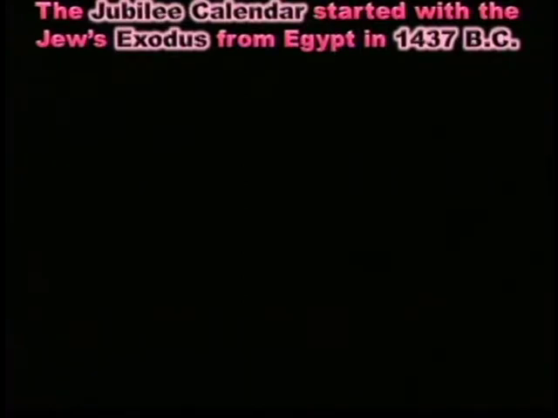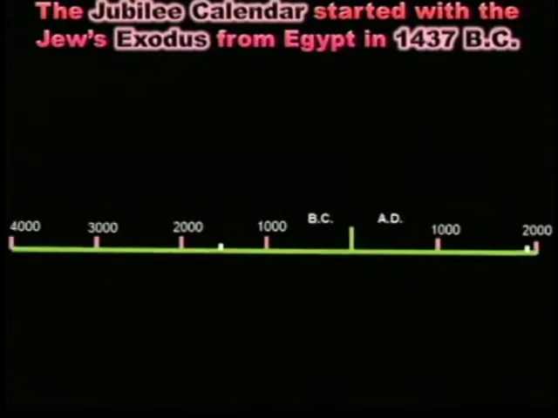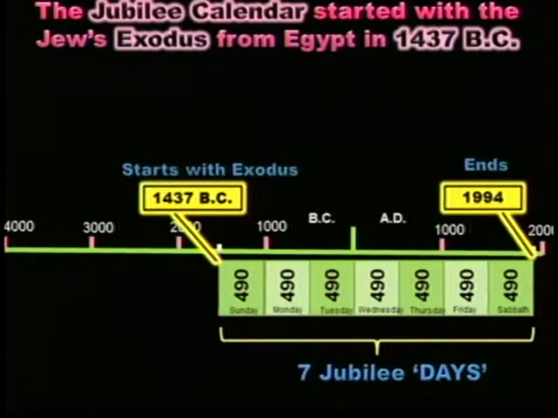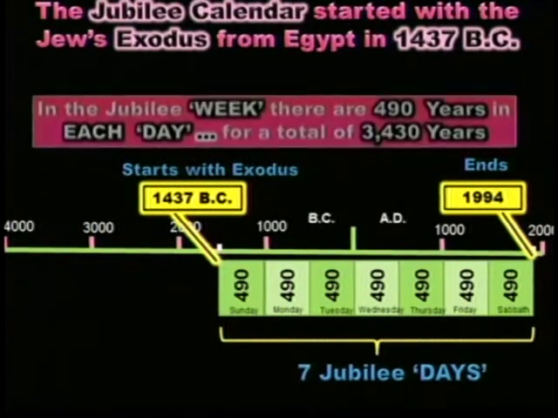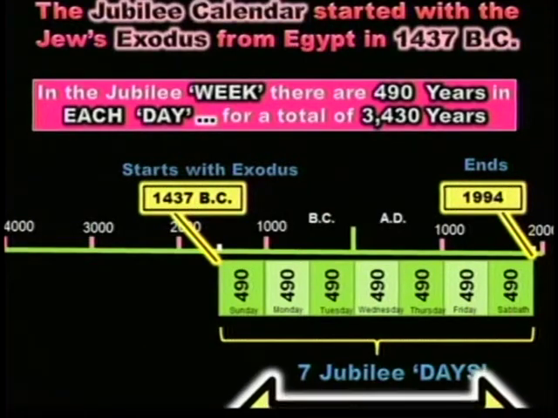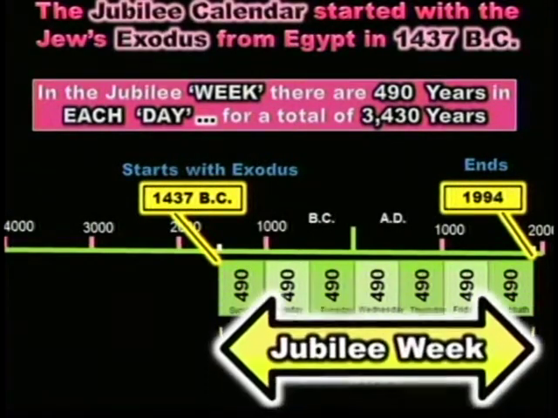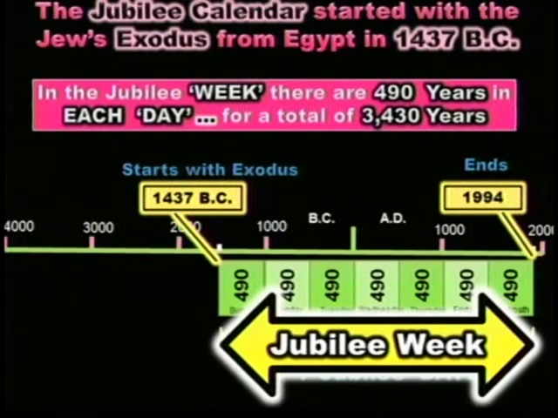The Jubilee calendar started with the Jews' exodus from Egypt in 1437 BC. It ended in 1994. In the Jubilee week, there are 490 years in each day for a total of 3,430 years.